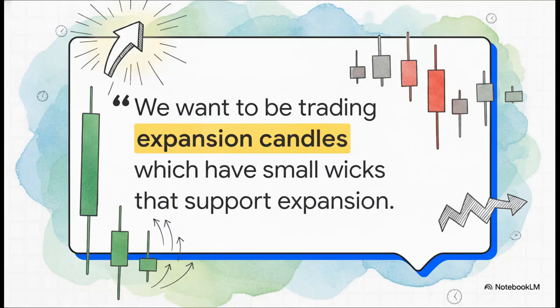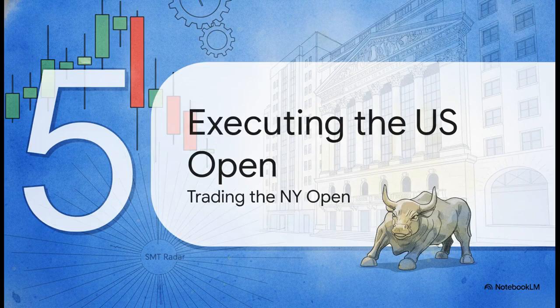And wick size is absolutely vital here. As the model emphasizes, quote, we want to be trading expansion candles which have small wicks that support expansion. If a candle opens, makes a super shallow move in the opposite direction, and then just aggressively expands, well, that small wick strongly supports a one-sided directional move. If you're seeing a massive choppy wick, that just means price is spending half its time going up and half going down. We want to evaluate our US Open entries specifically on those small wick setups, because those are what practically guarantee explosive expansion.